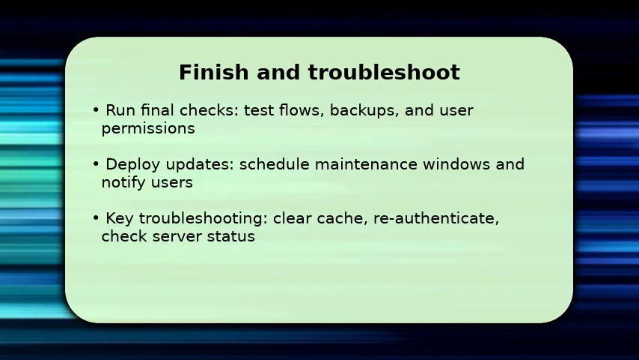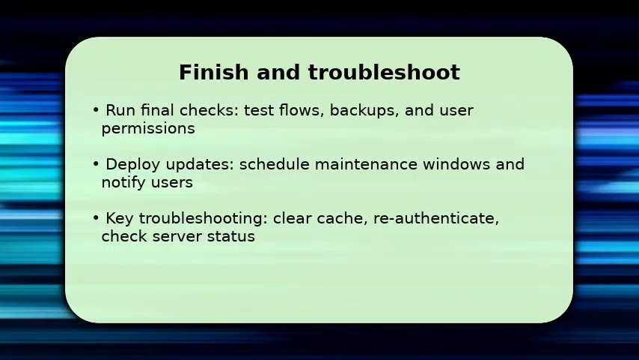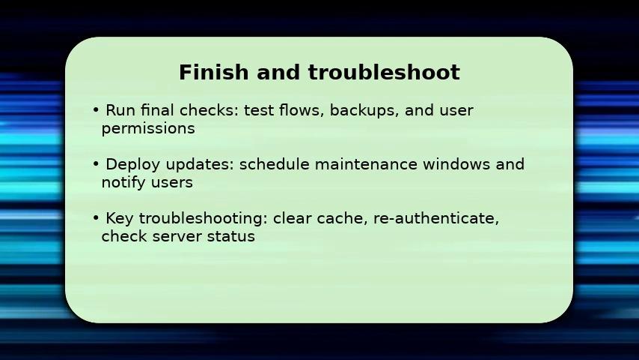If something goes wrong, follow one key troubleshooting tip. Clear the app cache, re-authenticate accounts, and then check server or API status. These steps resolve most sync and permission errors. Finally, document your configuration and communicate any manual steps.